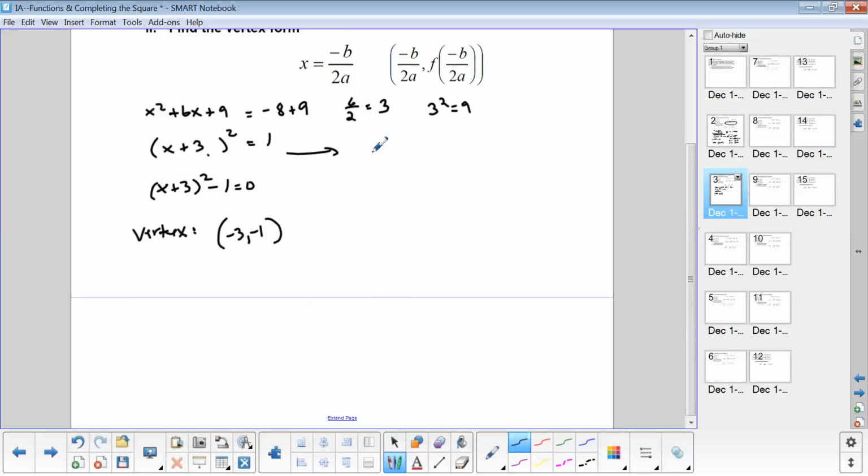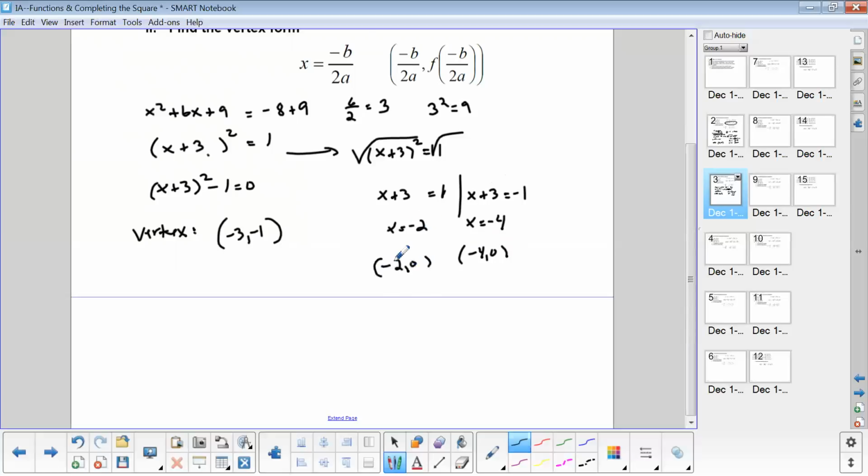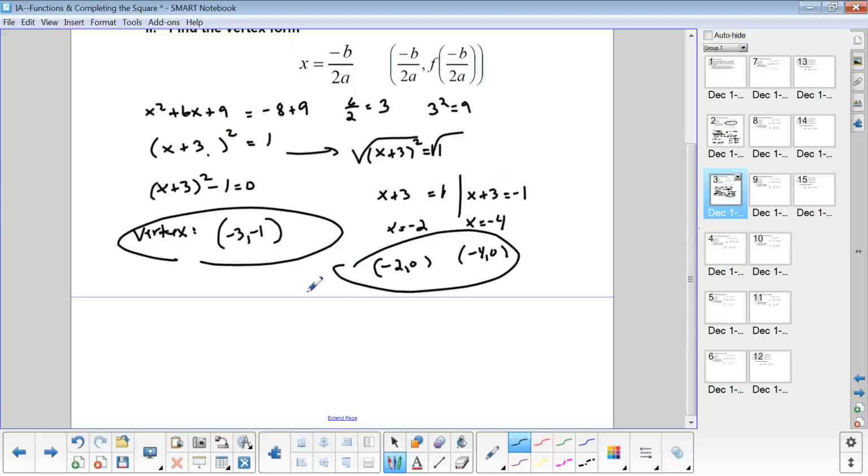So I come over here, and I solve it for the solutions. So I'm going to square root both sides, and I'm going to get x plus 3 equal 1, and x plus 3 equal negative 1. So x, subtracting 3, I'm going to get negative 4. So negative 4, 0. And when I subtract 3 from 1, I'm going to get negative 2. So I get negative 2, 0. So I've got my vertex, and I've got my solutions.